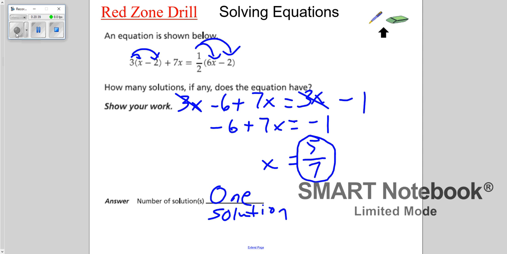To get full credit, you had to write one solution. That's what the question was asking.